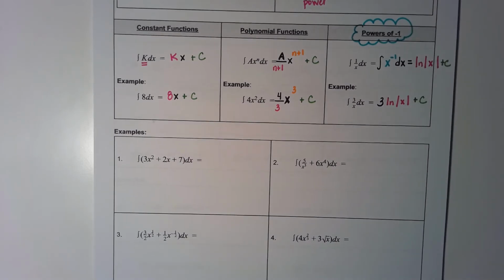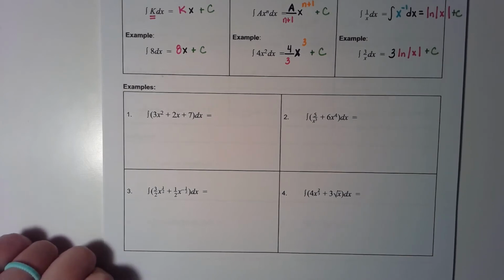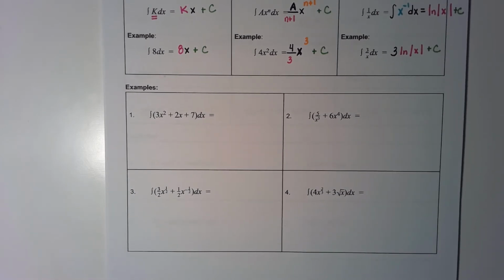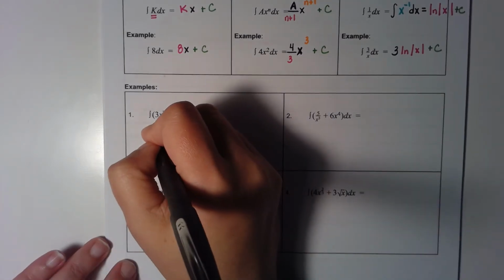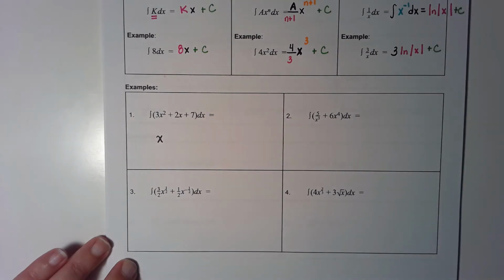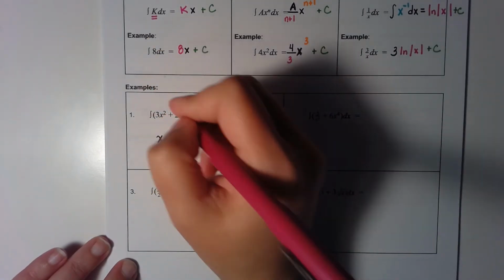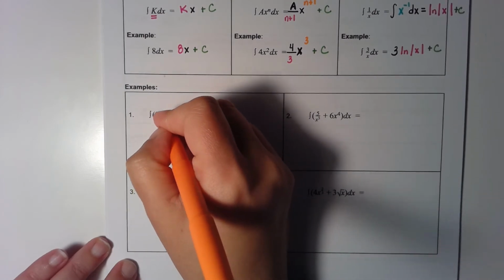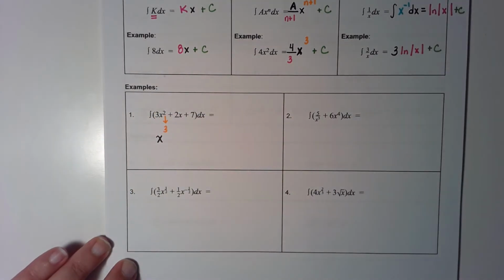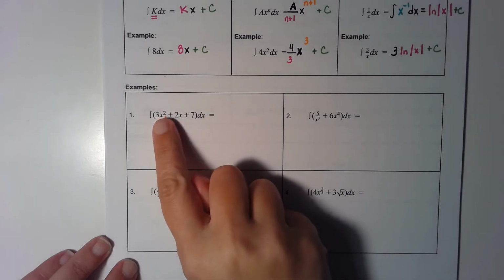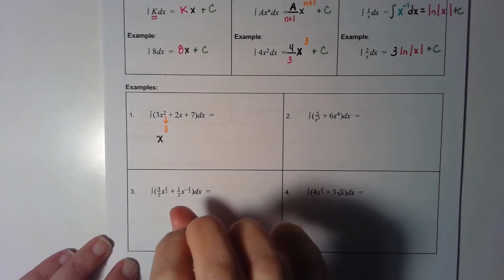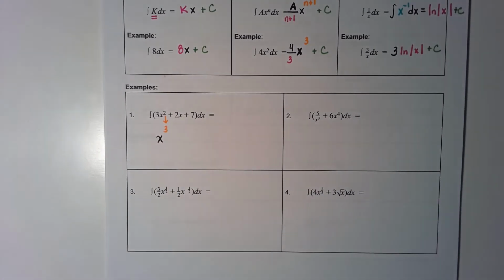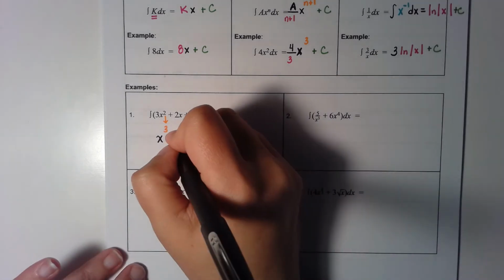So let's look at problem number 1. For problem number 1, if we want to find this antiderivative, if we want to evaluate this integral, we're going to do this one term at a time. So for the first term, I'm going to start by writing down my x, and then I'm going to take my power and add 1. So instead of a 2, it's going to be a 3. And then I'm going to divide by my new power. 3 divided by 3 is just 1. So I'm done. That's my answer, x cubed.